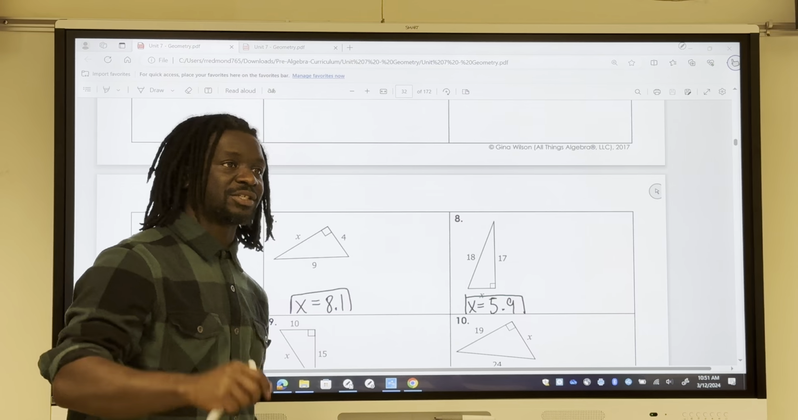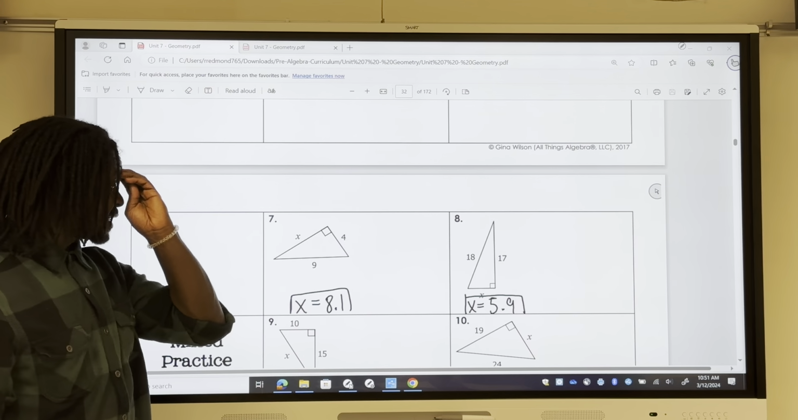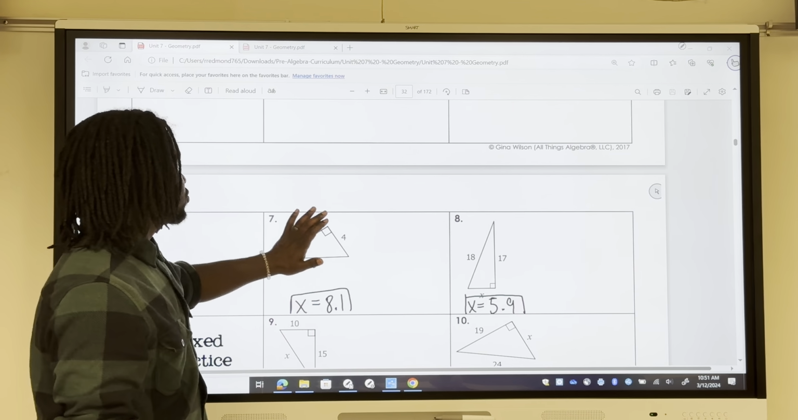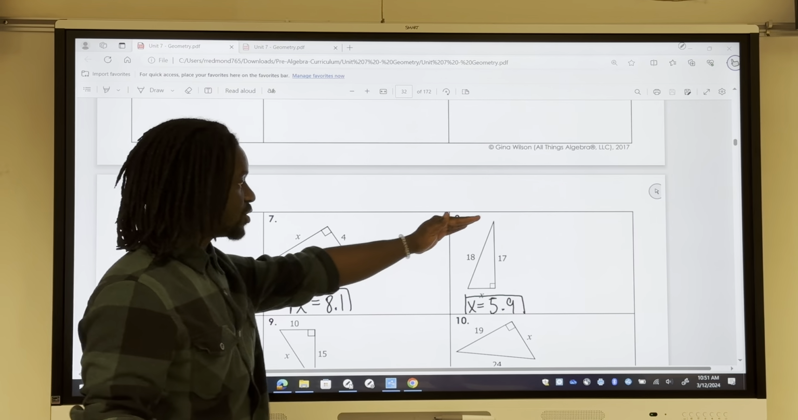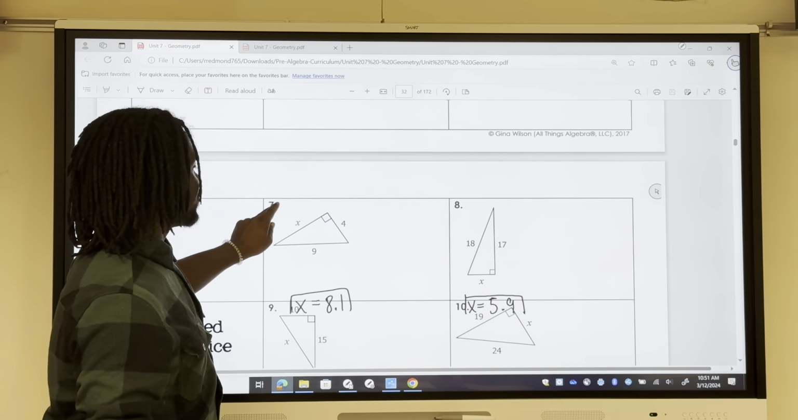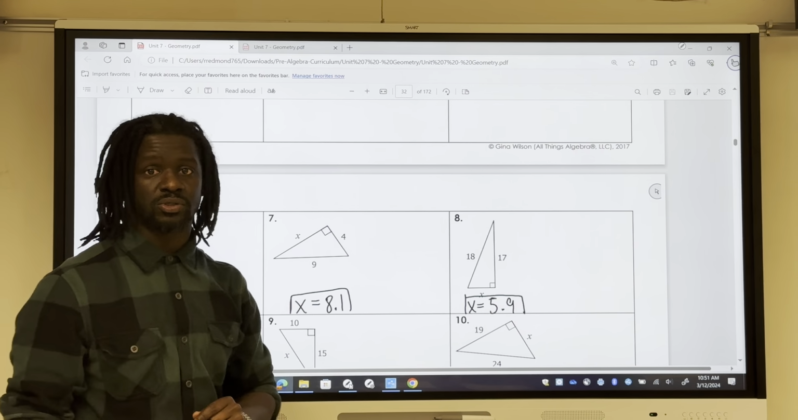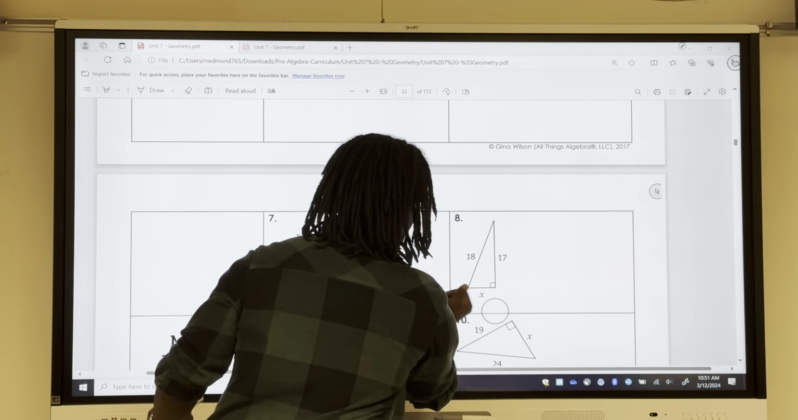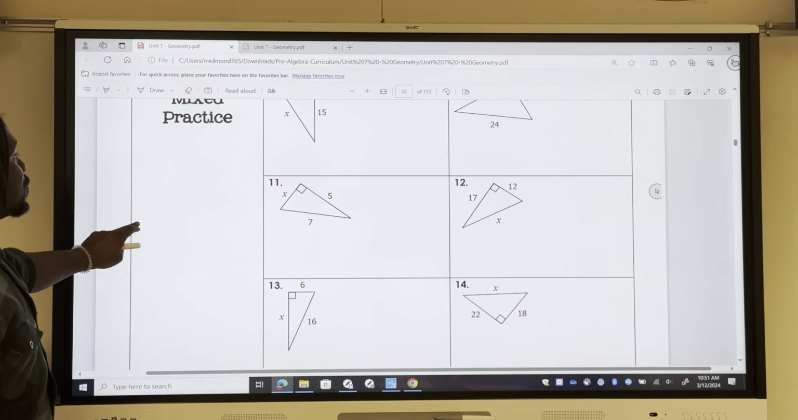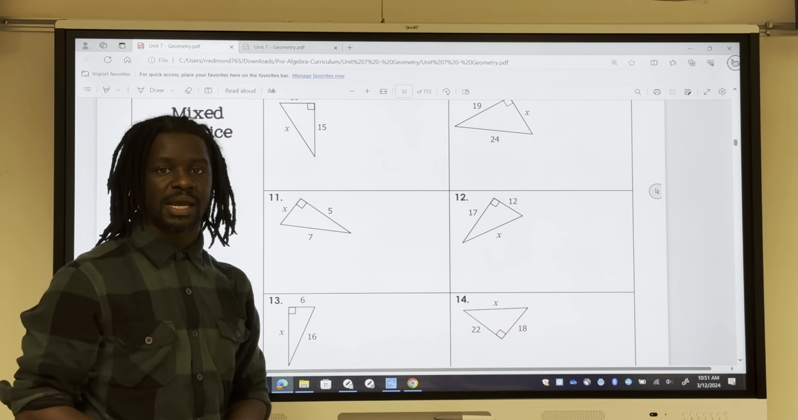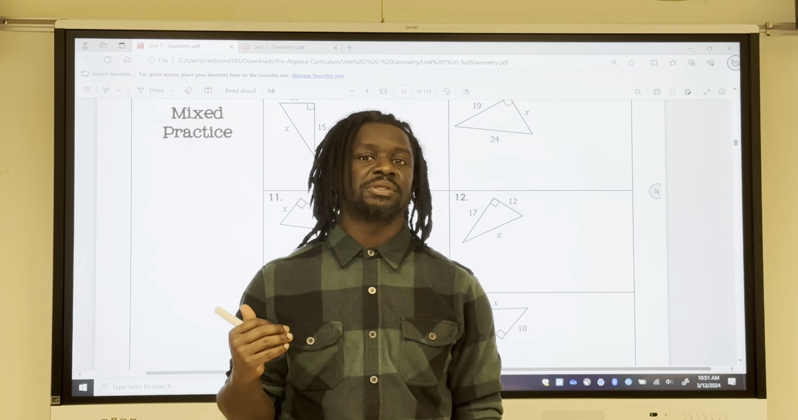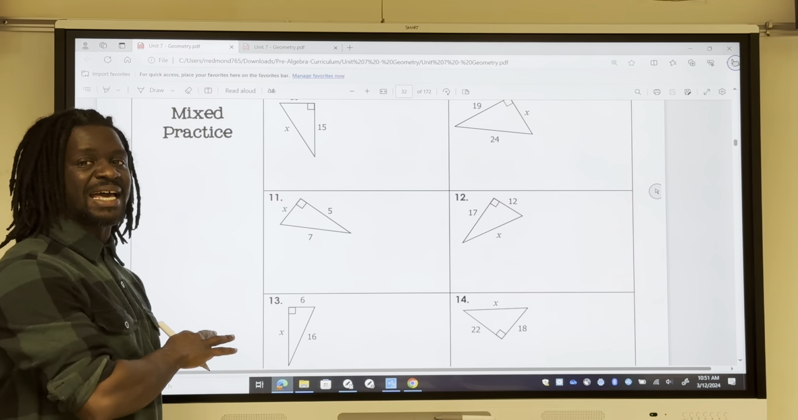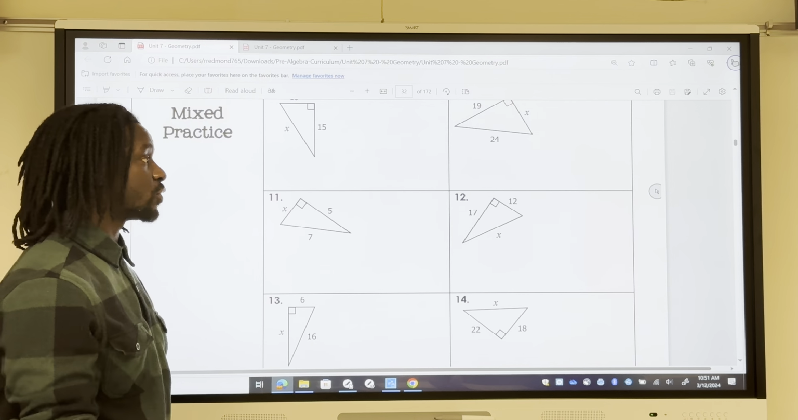All right. Hey, so 7 is x equals 8.1. 8 is x equals 5.9. Remember, you need to have all the steps written down for numbers 8 and 9. It's not enough to just have answers there, okay? Now, to end this section, you have a couple problems where you're going to practice using the Pythagorean theorem. So most of you, that is all you're going to do for today, all right?